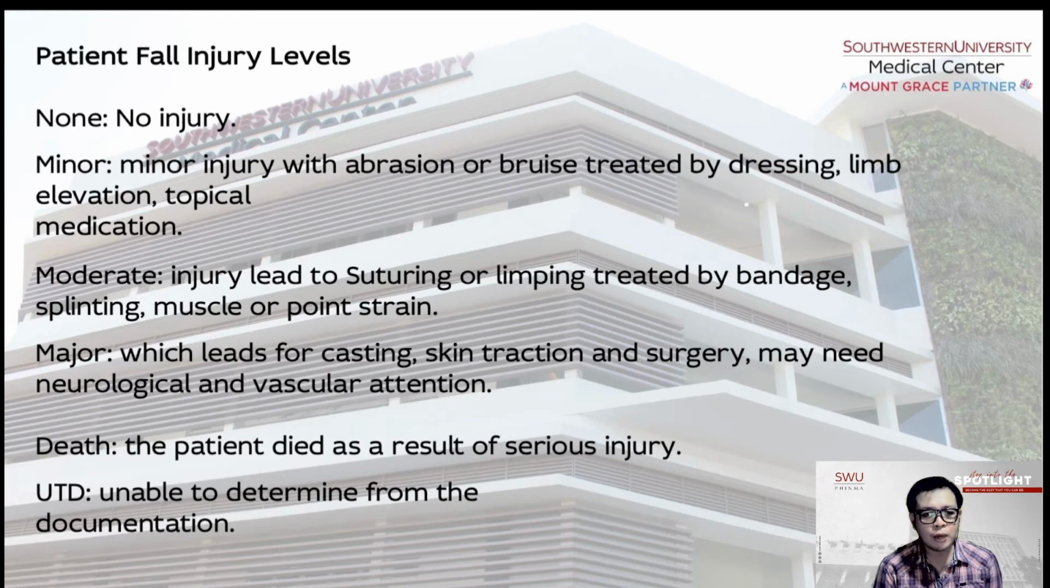And when we talk about moderate, it has something to do with injury leading to suturing or limping, treated by bandage, splinting, muscle, or joint strain. And when we are talking about major, it has something to do with casting, skin traction and surgery, mainly neurological and vascular attention. And worst is death. That means to say that patients died as a result of serious injury. And UTD has something to do with unable to determine from the documentation or during investigation.